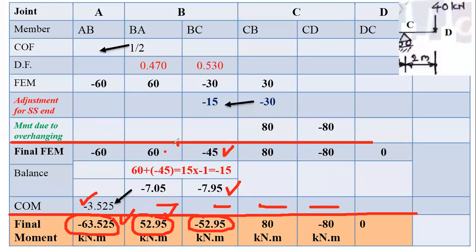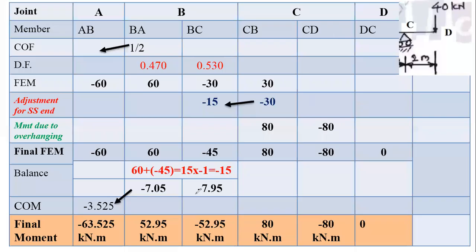Now see, initially at joint B the summation of movement is not equal to 0. But after this one iteration, the movements are equal and opposite, or the summation is 0. So that's why this is the last iteration. Plus 52.95 minus 52.95, equal and opposite. Hence, it is the last step. Then for CB, it is plus 80. For CD, it is minus 80. And at BC, it will be 0. So these are the final movements.